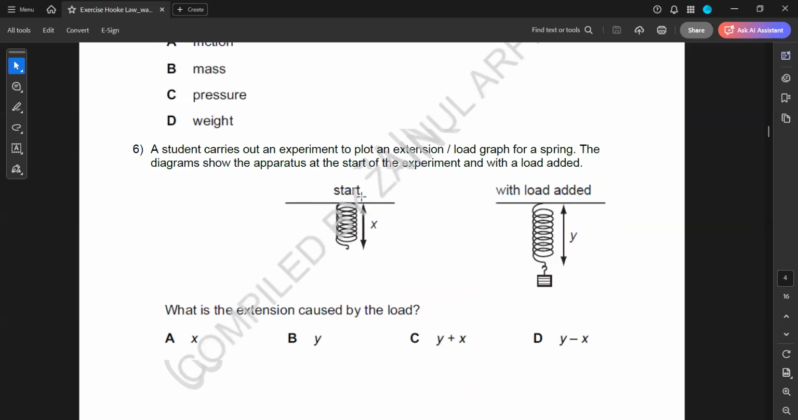What is the extension? Extension means increase in length. Originally it was X and now it is Y. So how much is it increased? So it will be Y minus X. So D will be the right answer. Like if I say this is 10 centimeter long and this was 3 centimeters. So how much has it extended or increased? It will be 10 minus 3, which is equal to 7. So the difference in the two lengths will give us the extension.